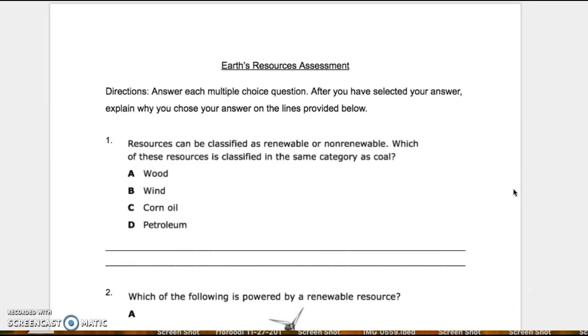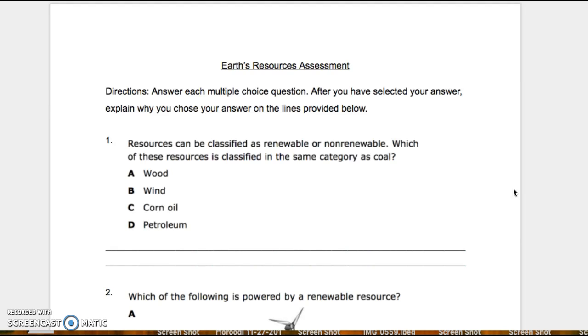Earth's Resources Assessment. Directions. Answer each multiple choice question. After you've selected your answer, explain why you chose your answer on the lines provided. Number 1. Resources can be classified as renewable or non-renewable.